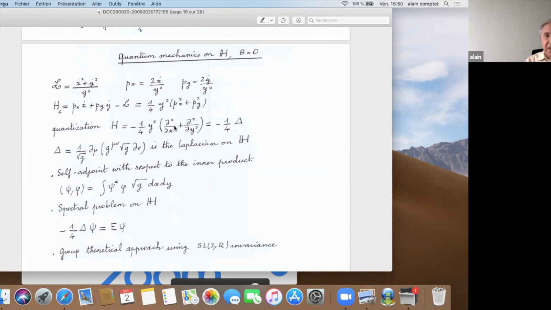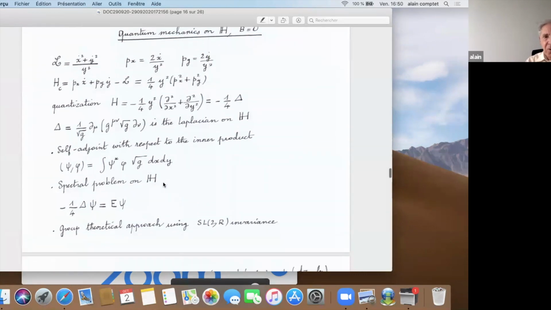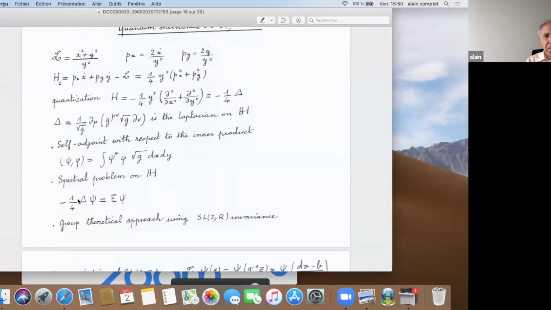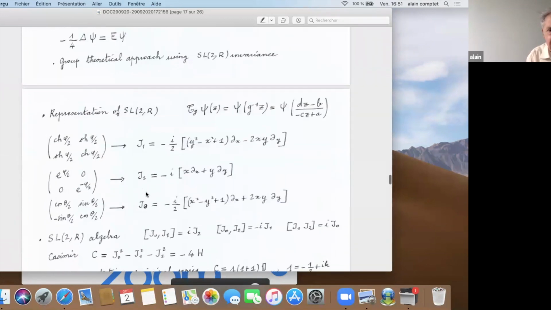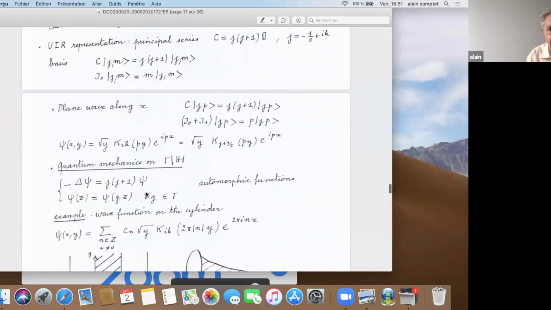And in fact, this operator also has the good taste of being self-adjoint, which is required for a good Hamiltonian. It is self-adjoint with respect to this inner product. So you have a good spectral problem, minus Laplacian psi equal E psi. And now the Laplacian is a bit complicated, but you can nevertheless solve this problem. You can either solve it by separation of variables, by finding the special functions, or by a group theoretical approach.